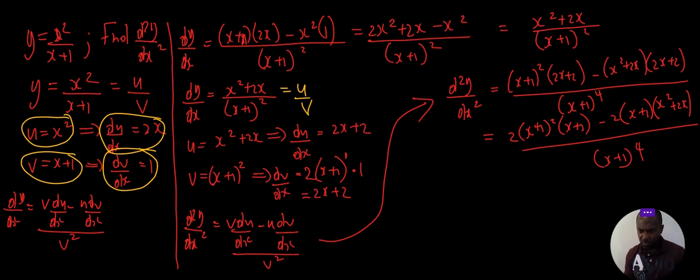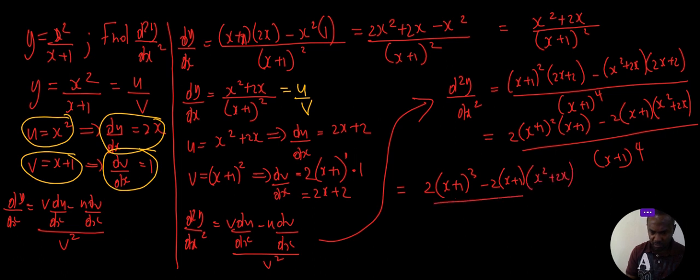We could leave it, but anyway, one last step. This is x plus 1 squared, this is x plus 1, so that's going to give us 2 open bracket x plus 1 cubed, minus 2 times x plus 1 times x squared plus 2x, and this is all over x plus 1 to the 4th. There's no requirement to simplify it any further, so just leave it as that. So that is the second derivative of y equals x squared over x plus 1.